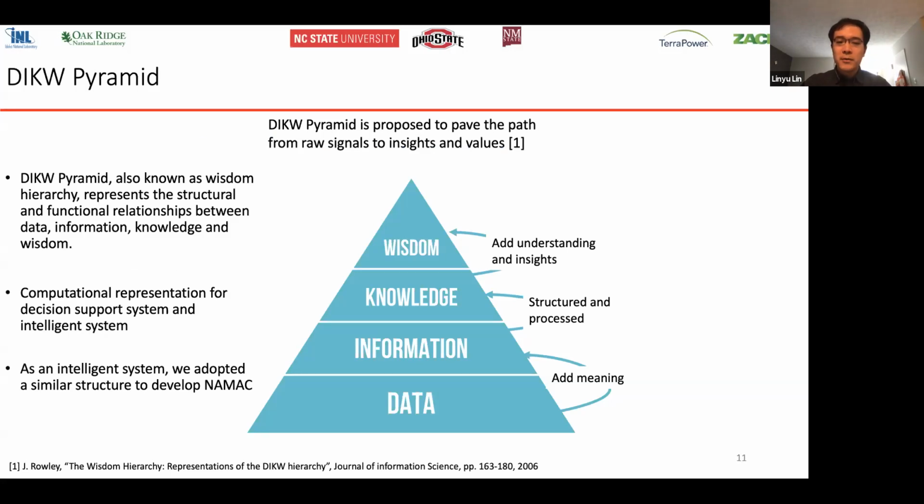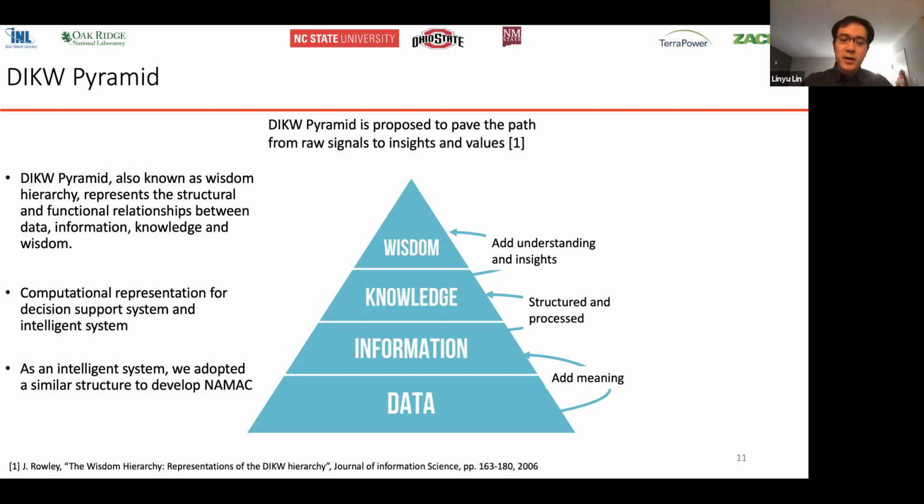On the bottom level is data, which are usually raw signals and do not have any meaning. However, if we add meaning to the data, it becomes information that can be useful. And if we can organize the information in a structured way, it becomes knowledge. And with the knowledge, if we have further understanding, insight, and predictions, that becomes wisdom.